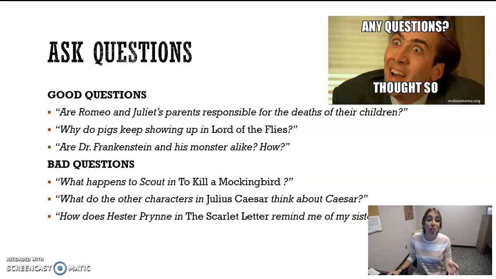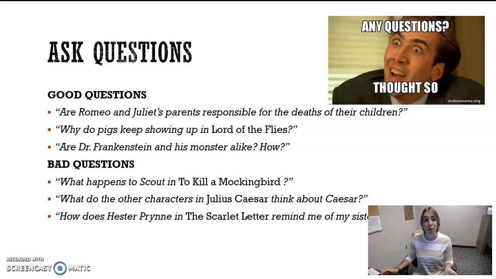So some good questions. Are Romeo and Juliet's parents responsible for the deaths of the children? This is something that forces the reader to dig a little bit more deeply in the text. You've got to look through, you've got to find evidence and support, and it's a much more interesting question than what happens at the end of the book, you know? So we want to have good questions that cause some critical thinking.